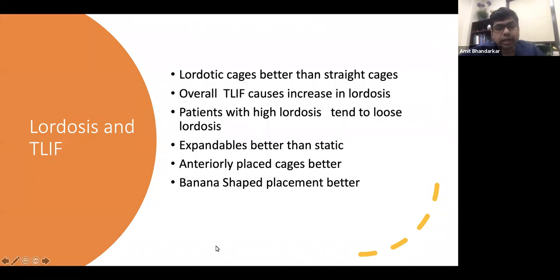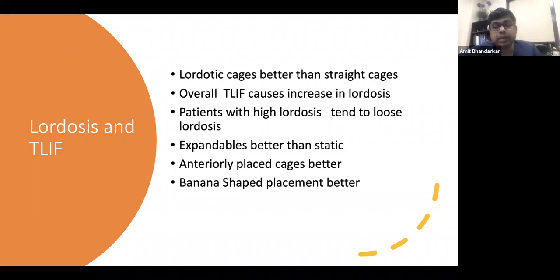There are a few points I reviewed in the literature. Again, the literature is not very conclusive about most of these things, but it's trending towards these findings. What I quote here: the lordotic cages are better than straight cages to create lordosis. Overall, TLIF causes an increase in lordosis. Initially, it was thought in some papers that it actually decreases lordosis. But if we study the data properly, the patients who had increased lordosis preoperatively tend to lose some lordosis.